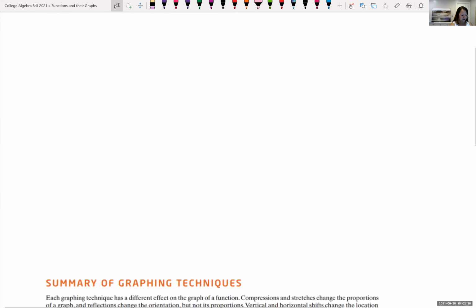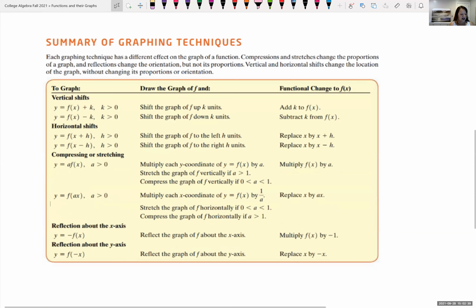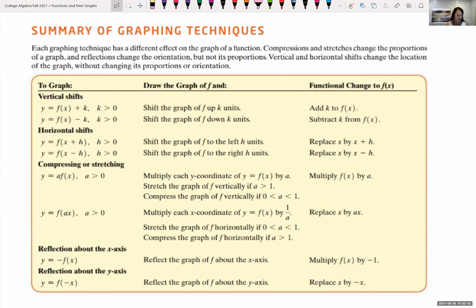So the following is kind of a summary of what we need to do in order to shift or translate our graph. Let me just read through this really quickly, and then we'll look at some examples. Each graphing technique has different effects on the graph of a function. We'll see compressions and stretches change the proportions of the graph, and reflections change the orientation, but not the proportions. Vertical and horizontal shifts change the location of the graph without changing its proportion or orientation.